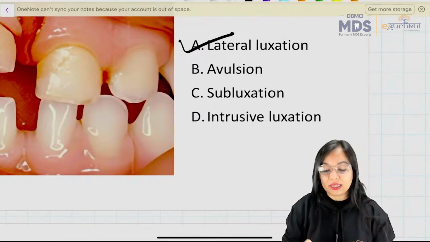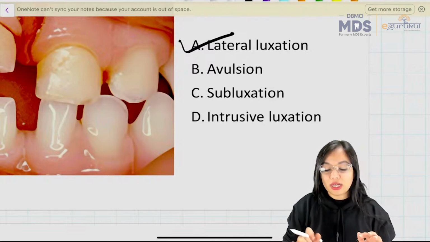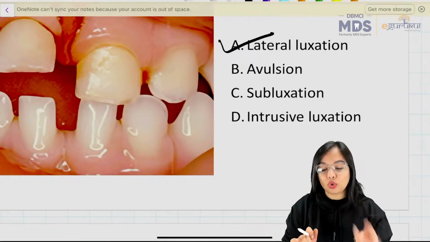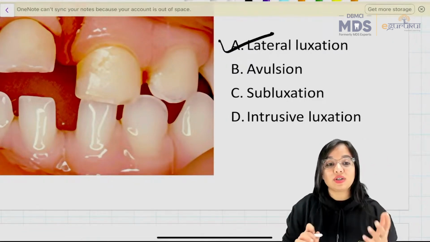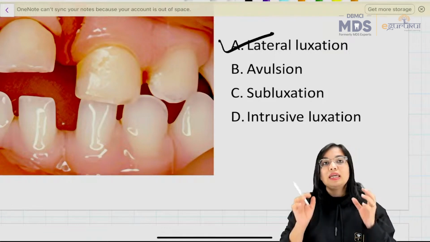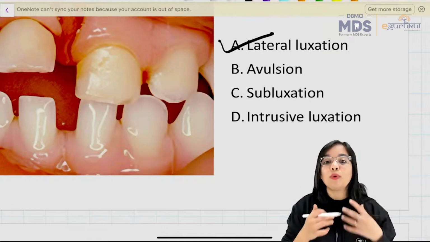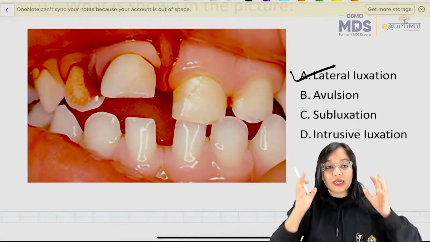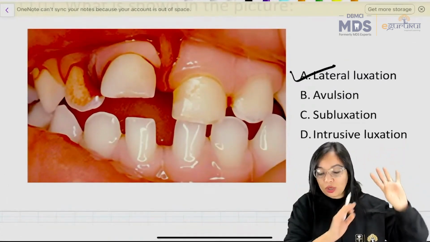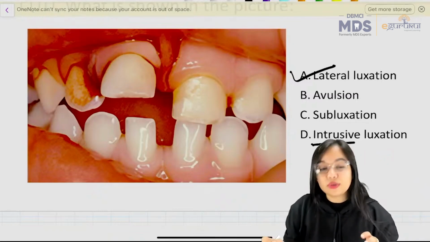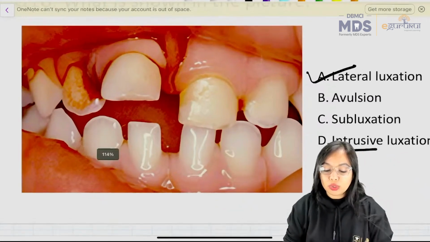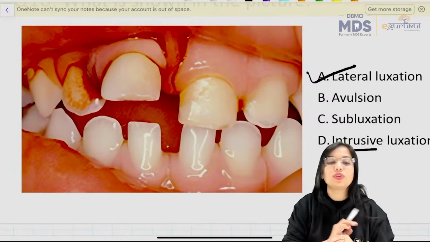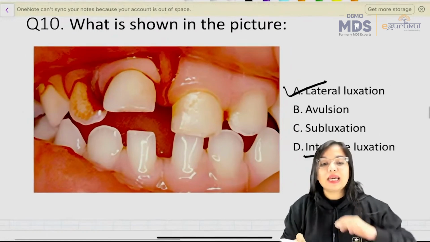That is A, lateral luxation. It is not avulsion, because avulsion would mean that the tooth has come out of the socket completely in toto. And subluxation, as we just read, means that the tooth has become mobile, but it is not displaced. But in the picture here, you can very clearly see that the entire tooth and the socket is displaced to a corner. And it is not intrusive luxation or intrusion, because the tooth length does not look shortened. The tooth crown length appears to be normal, so it's not extrusion. So the answer here is lateral luxation.